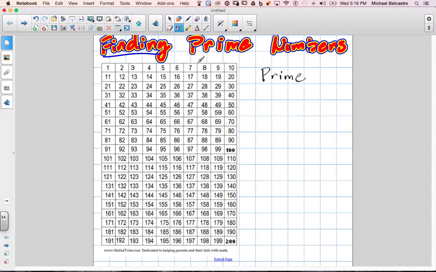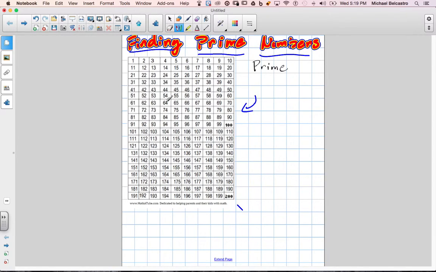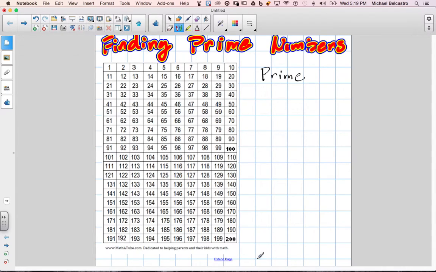We're going to look at finding prime numbers. Okay, so we have this really big number chart, and it goes all the way to the number 200.